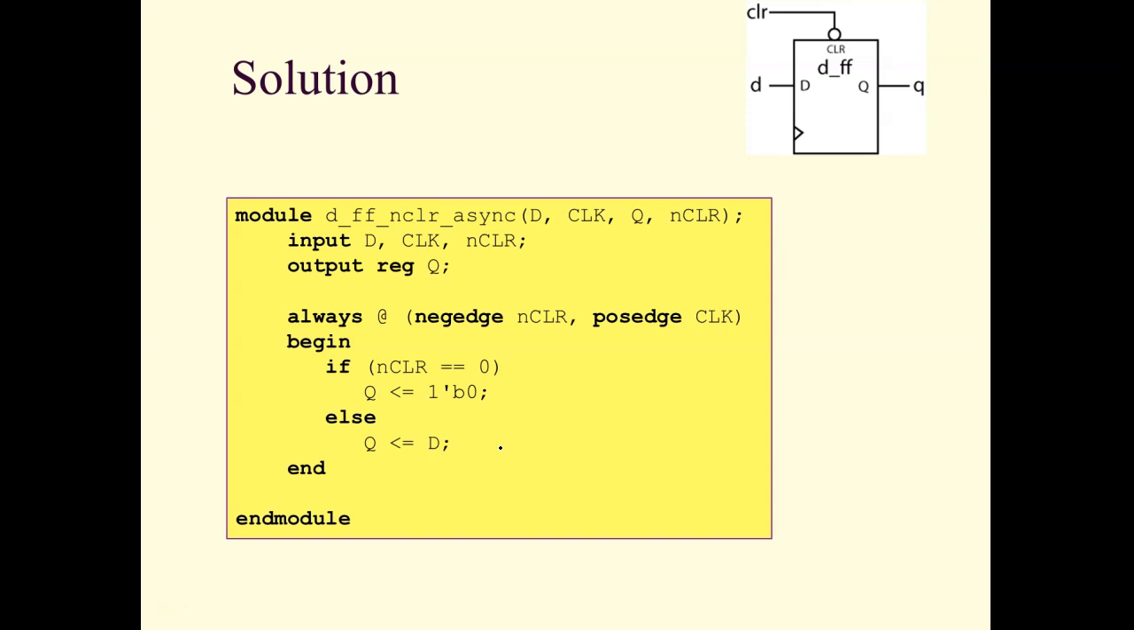This one is looking at two items here. It's looking at the pos edge of the clock signal, but it's also looking at the neg edge of the clear signal. So a couple things to notice here. nClear is a shorthand notation to indicate that it's active low.